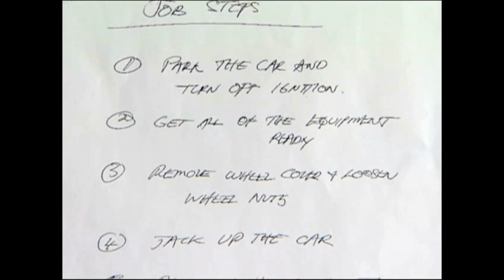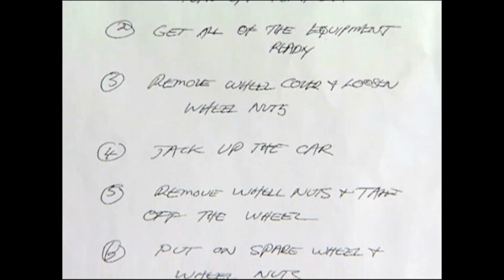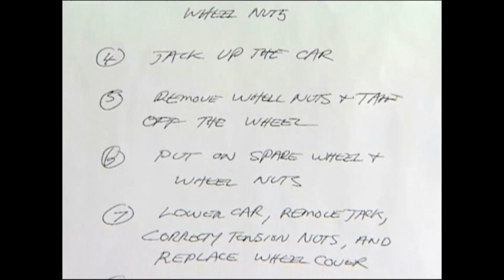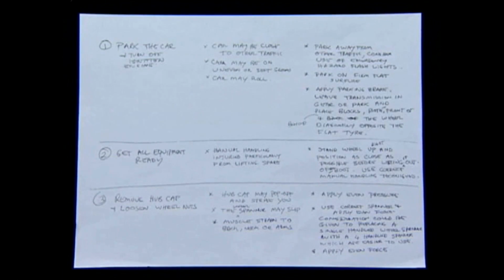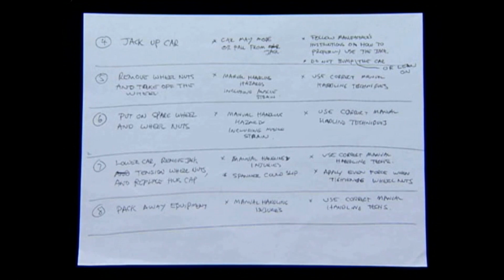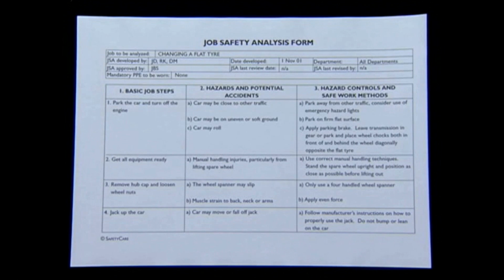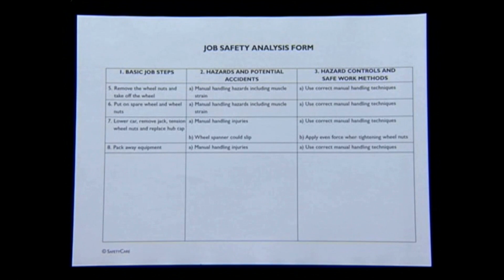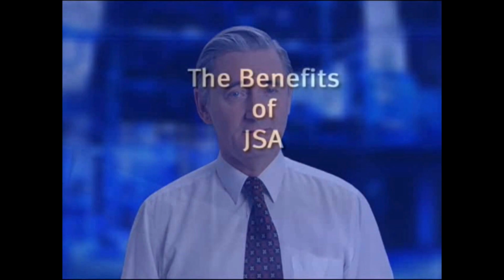In practical terms, the best way to compile the information is to develop separate lists and, as a final step, transfer this information to the JSA form. The end result will look something like this. And remember, the object of the JSA is to document how the job should be done safely, and this is not necessarily the way the job is currently performed.